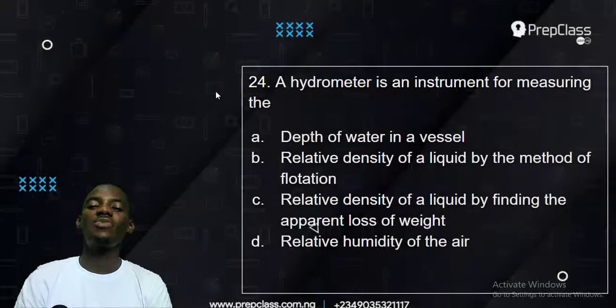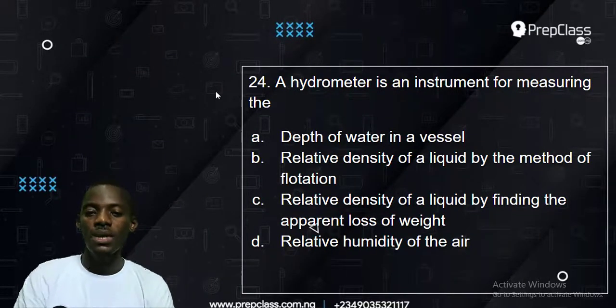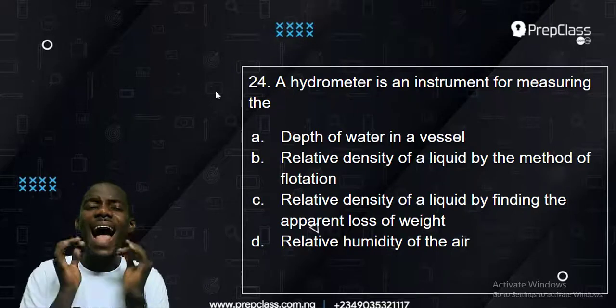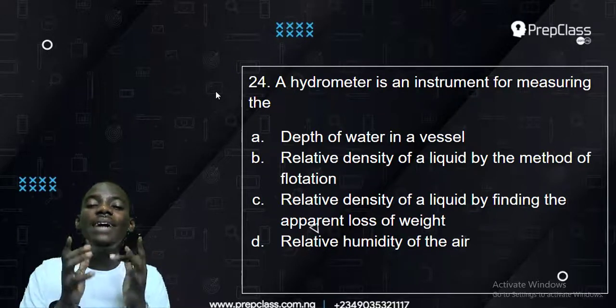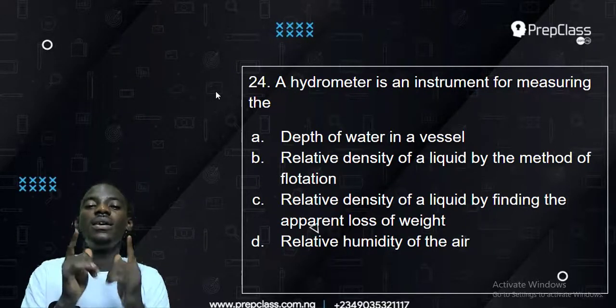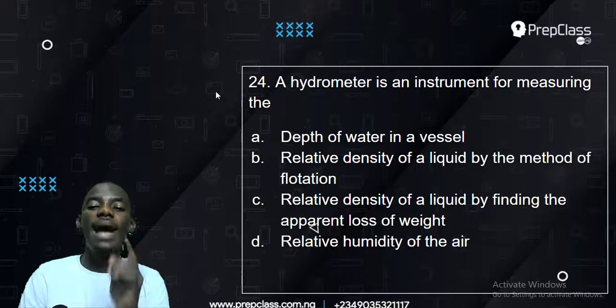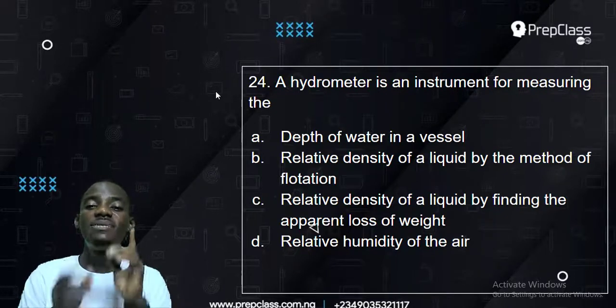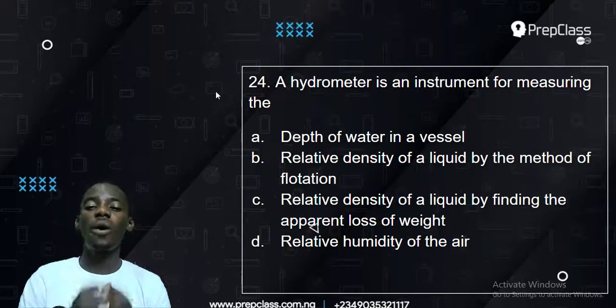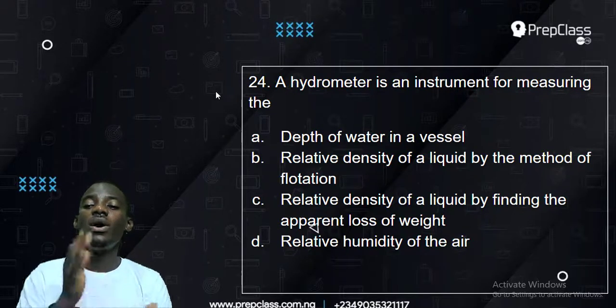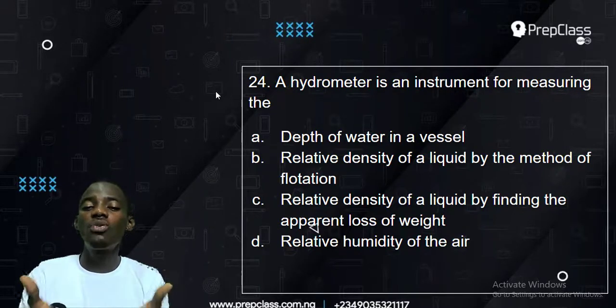Now let's check out number 24. A hydrometer is an instrument for measuring the what? Now generally, if you hear hydrometer, the D sound should remind you of density, relative density. A hydrometer is used for measuring the relative density of a substance.